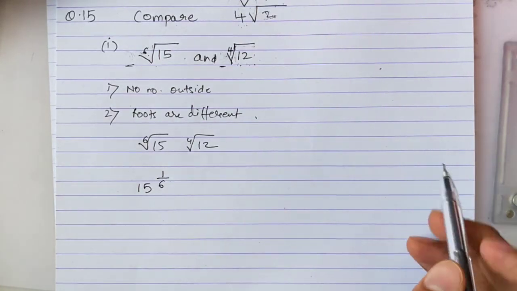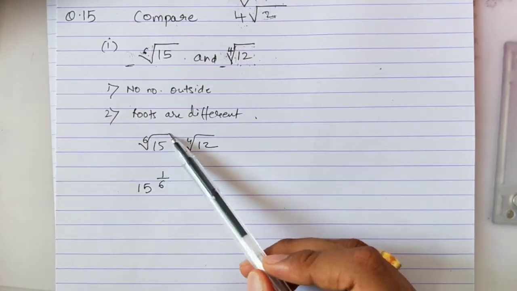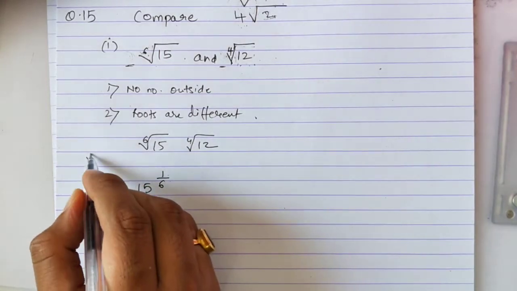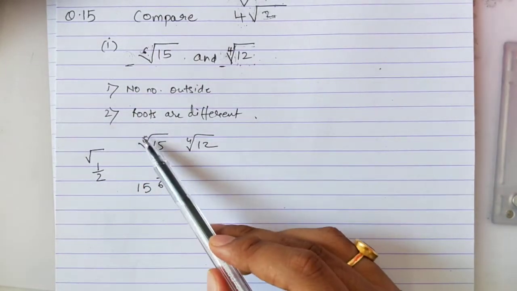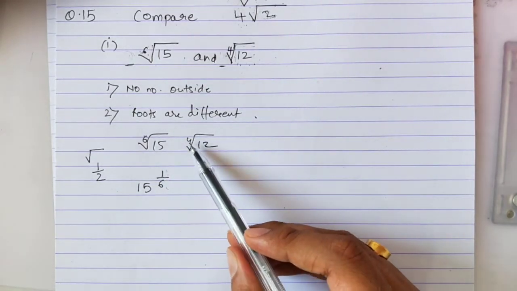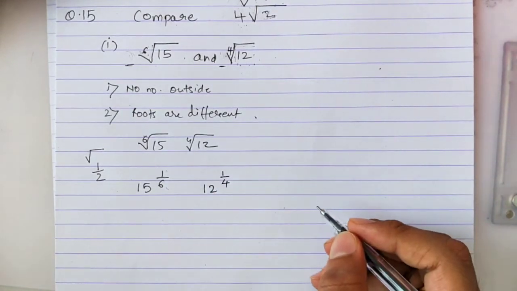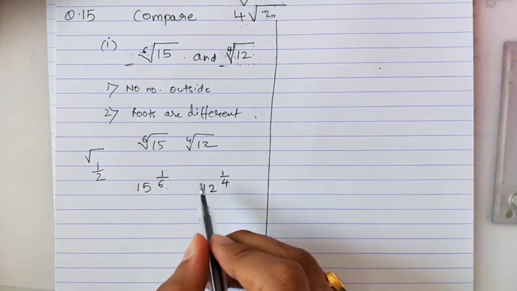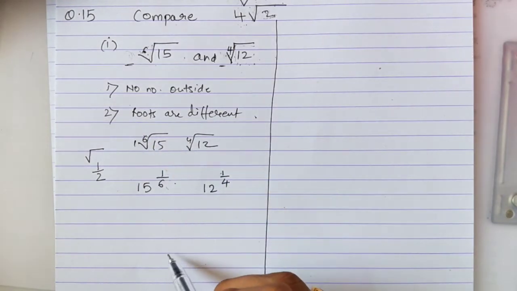I hope you remember. Even if not, again I'll repeat that this 6th root means 1 upon 6 in the power. Like the square root means 1 upon 2 in the power. In the same way, 6th root means 1 upon 6 in the power. 4th root means 1 upon 4 in the power. Okay, so 15 with the 6th root is written as 1 upon 6, and 12 is written as 1 upon 4.